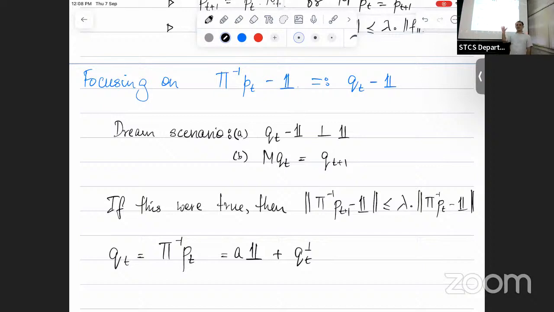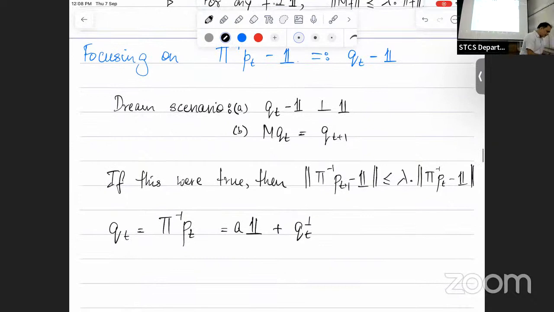And if the dream scenario is right, then A must be 1. I would like to say that the component that it has along the uniform distribution, the all ones, is actually the all ones. So if you subtract that out, you actually get something which is completely orthogonal. So that is the dream scenario. Now how do we calculate A? We have gone through this drill multiple times. You just take the inner product of Qt with the all ones vector. That's exactly what A is going to be.